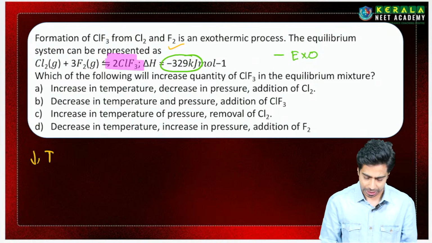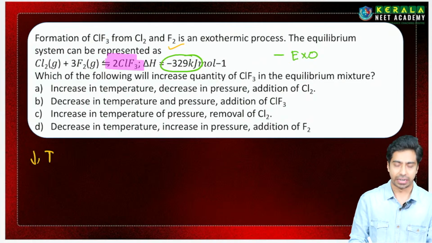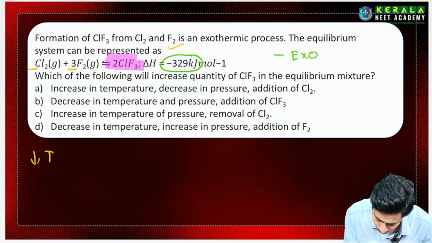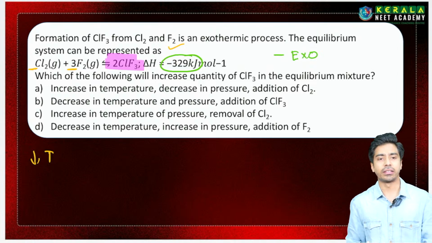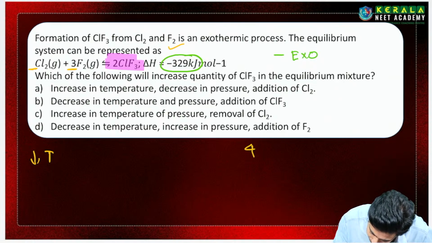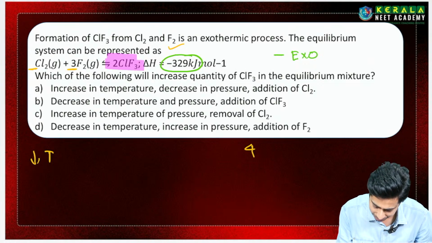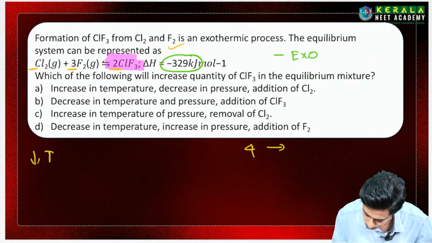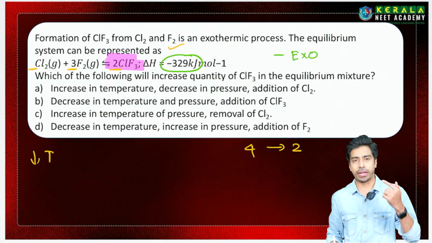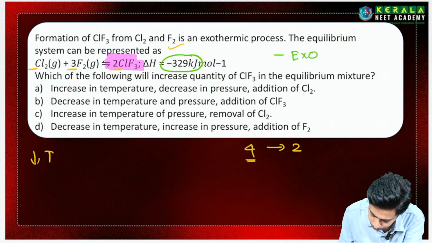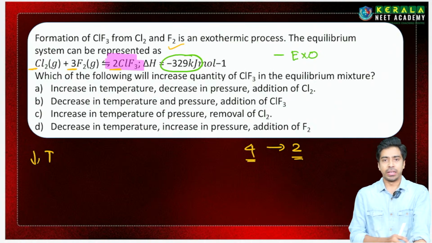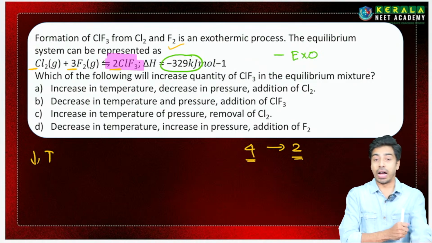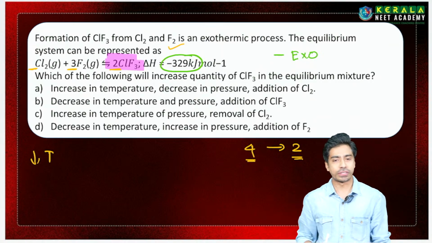See, what is the total number of gas molecules in the reactants? One Cl2 and 3 F2, so the total is 4. How many gas molecules are there in the products? That is 1. So the reaction should take place from the larger number of moles to the lesser number of moles.